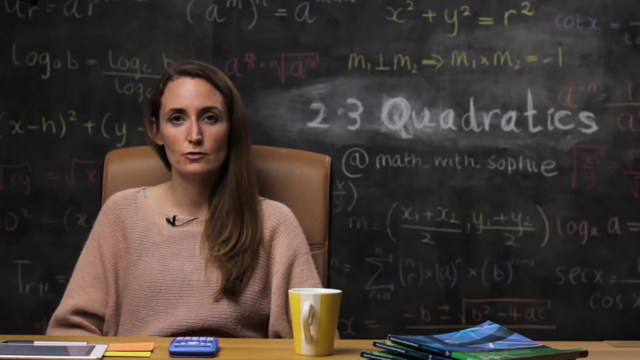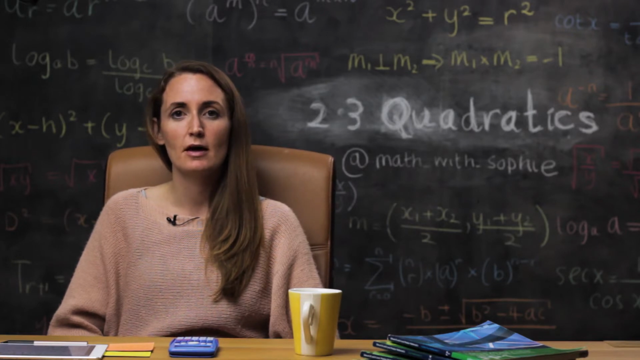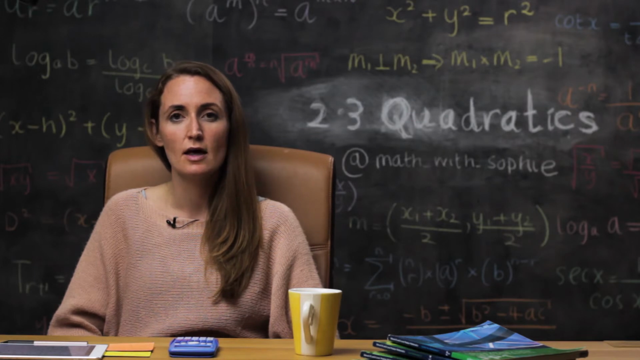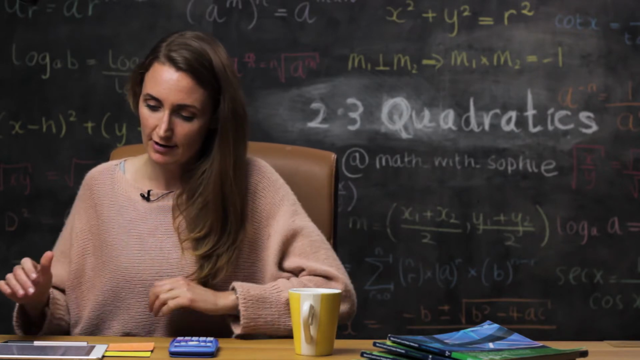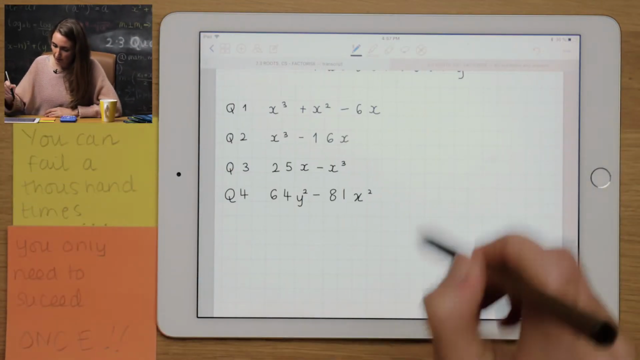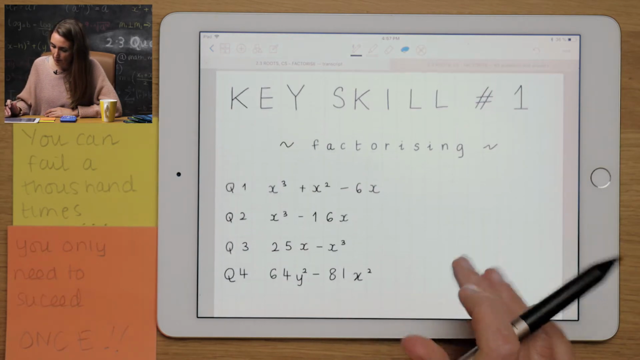Welcome to our latest video series for AS and A-level maths. In this series, we're going to be covering everything to do with roots of quadratic equations, completing the square. We're going to be touching on factorizing and graphing as well. So let's get started. The first thing we're going to learn how to do in Key Skill 1 is factorizing.